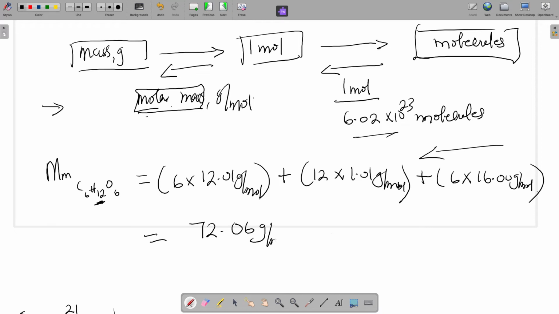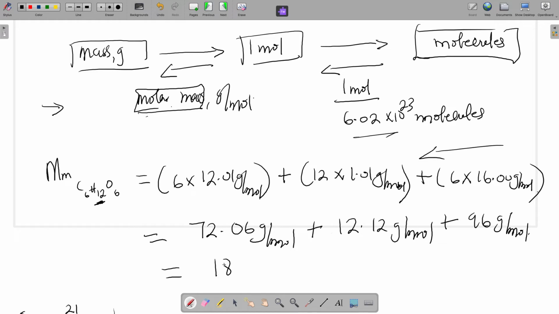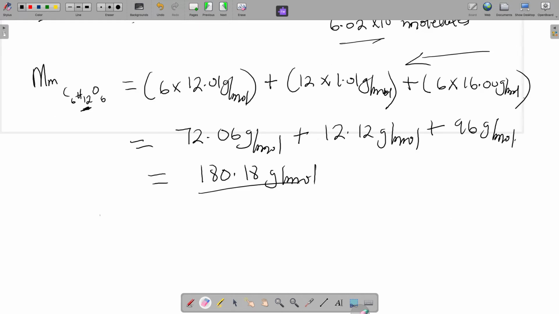72.06 grams per mole. Plus, once we multiply 12 by that, we'll get 12.12 grams per mole. Plus, once we multiply 6 by 16.00, we'll get 96 grams per mole. And when we add everything, we'll get 180.18 grams per mole. So now we have our molar mass of glucose.